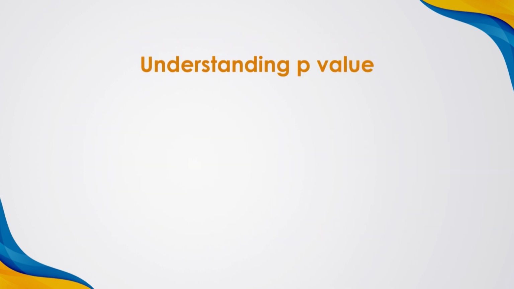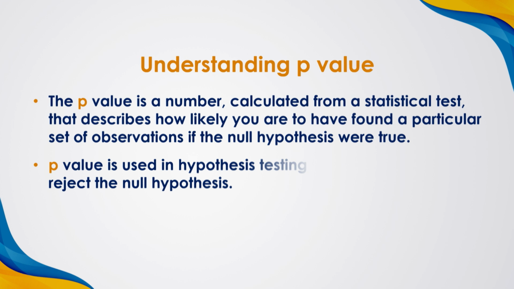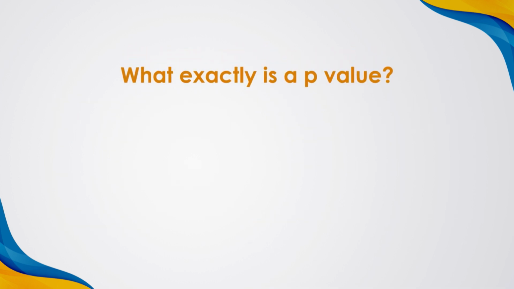Understanding the p value further, the p value is a number calculated from a statistical test that describes how likely you are to have found a particular set of observations if the null hypothesis were true. P value is used in hypothesis testing to decide whether to reject the null hypothesis. The smaller the p value, the more likely you are to reject the null hypothesis. What exactly is the p value meant for?